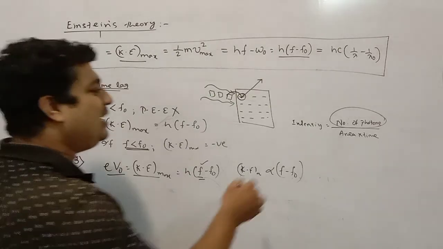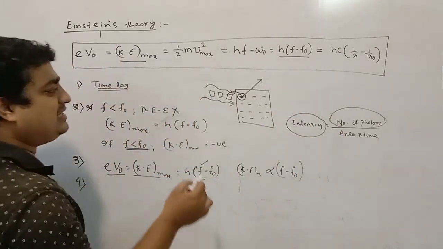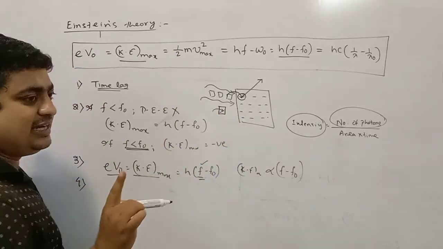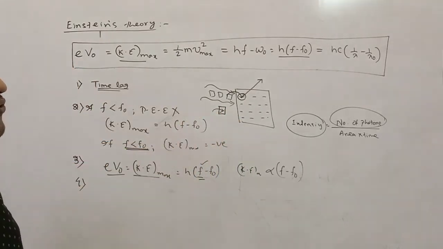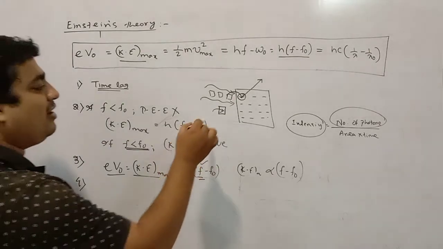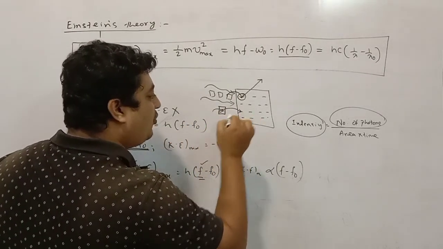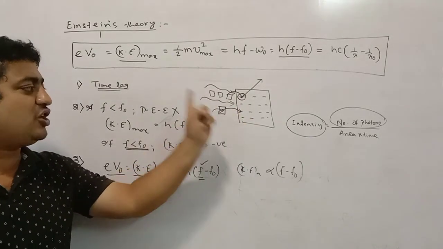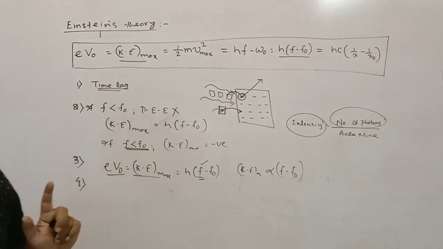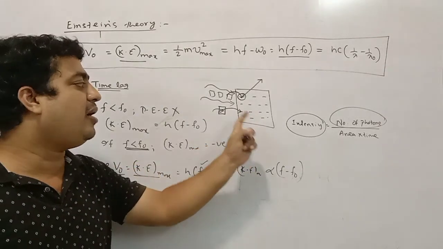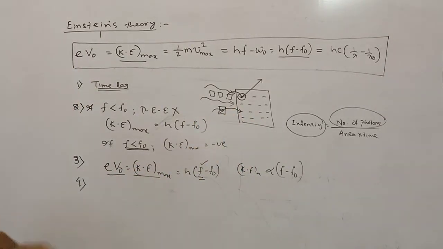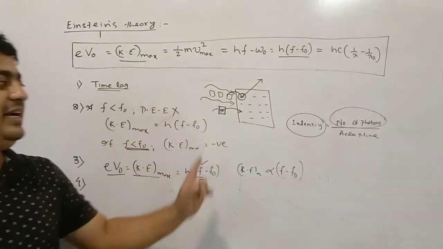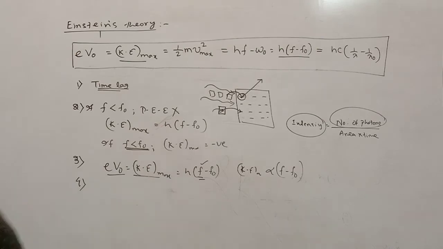Now, if keeping intensity constant the frequency is changed, that means the energy of a single photon increases, but the number of photons remains constant. As it is a one photon, one electron phenomenon, if intensity remains constant, the number of photons remains constant. That's why the number of emitted electrons also remains constant. Hence, the photoelectric current is independent of frequency.